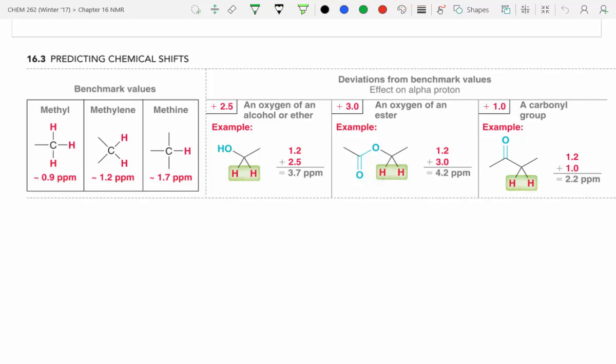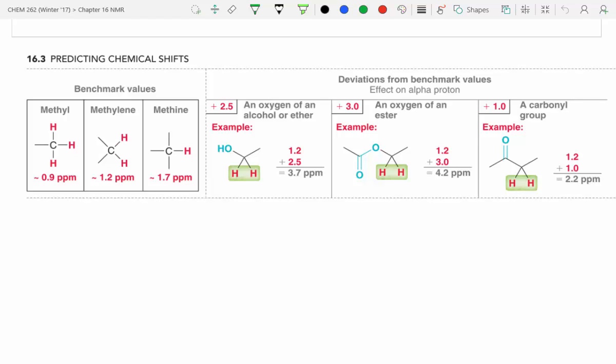So the methyl protons are typically at about 0.9 ppm. That means if you've just got a plain old vanilla methyl group, your peak will always show up at about 0.9 ppm. If you've got a secondary carbon with nothing else nearby, it's always going to show up at about 1.2. Tertiary carbons are always at about 1.7. But we know that if there are any polar elements or functional groups nearby, that will shift things to a higher ppm, right? Because of that inductive effect.